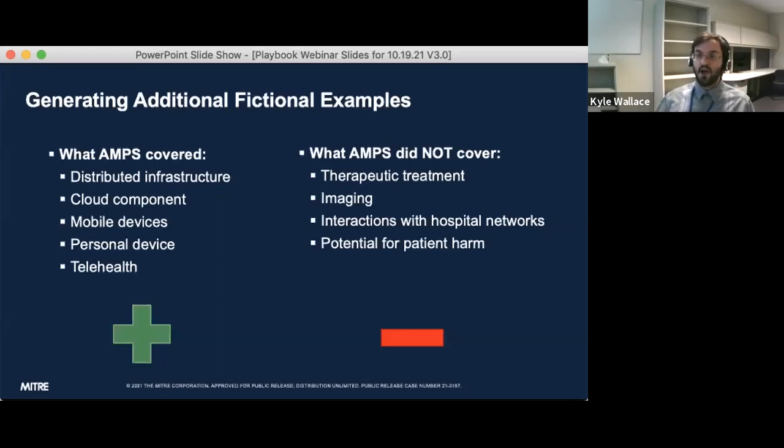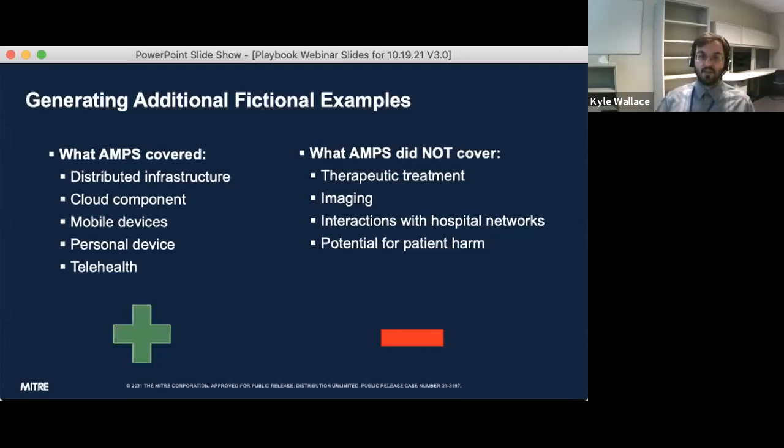But there are some obvious things that AMPS did not cover. Number one is AMPS does not really have any therapeutic treatment value whatsoever. It is more of a diagnostic device that tells you something is wrong, but it doesn't necessarily interact with the patient. There's also a class of medical devices, imaging devices, that we felt were very important to address. These generate a lot of very important patient data, and we wanted to make sure we at least took a little bit of time to talk about that.